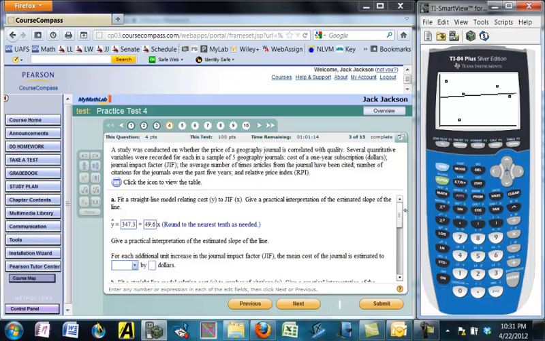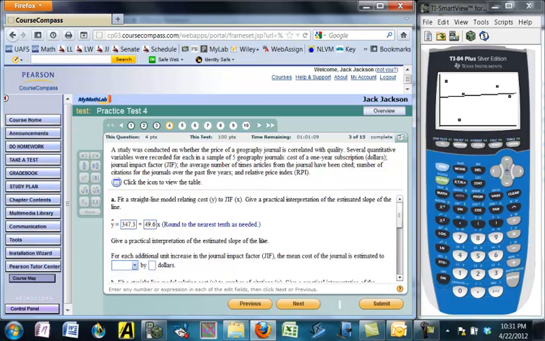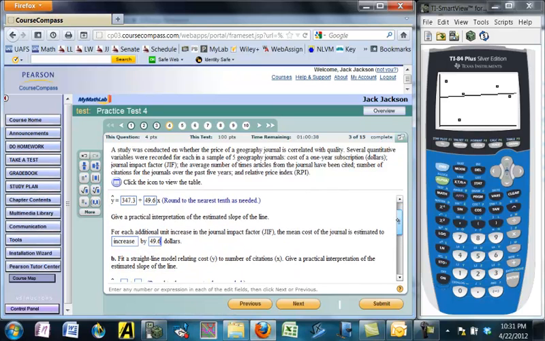Alright, practical interpretation of the slope. Okay, so remember, slope is delta y over delta x. So in other words, it's how much y goes up when you increase x by 1. So let's see, for each additional unit increase in journal impact factor, increasing x by 1, the mean cost of the journal is estimated to increase by $49.6. Okay. However, that is a very weak relationship.